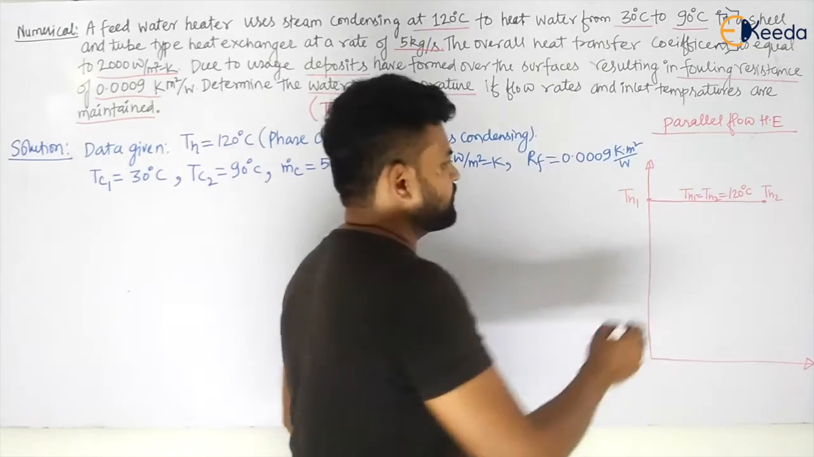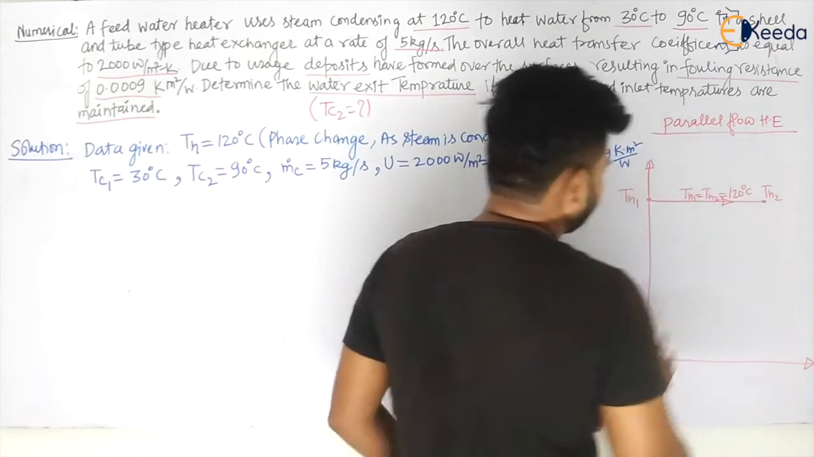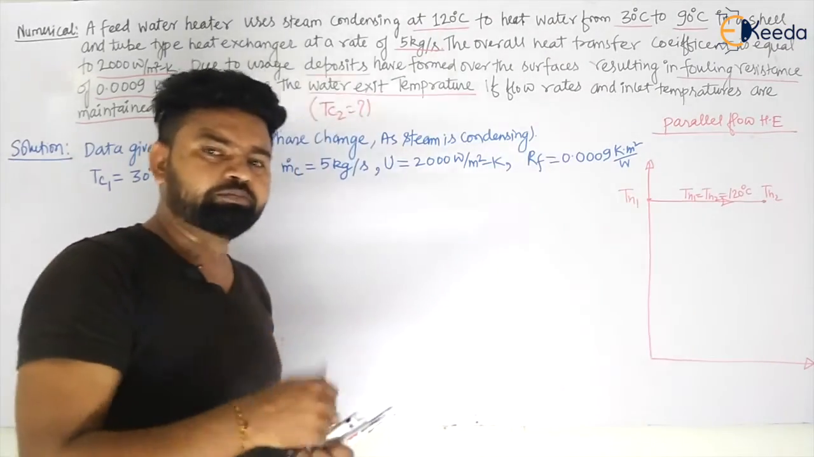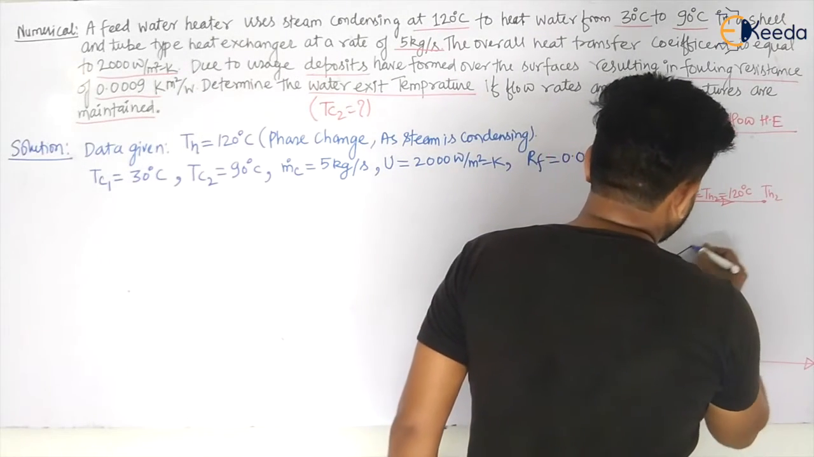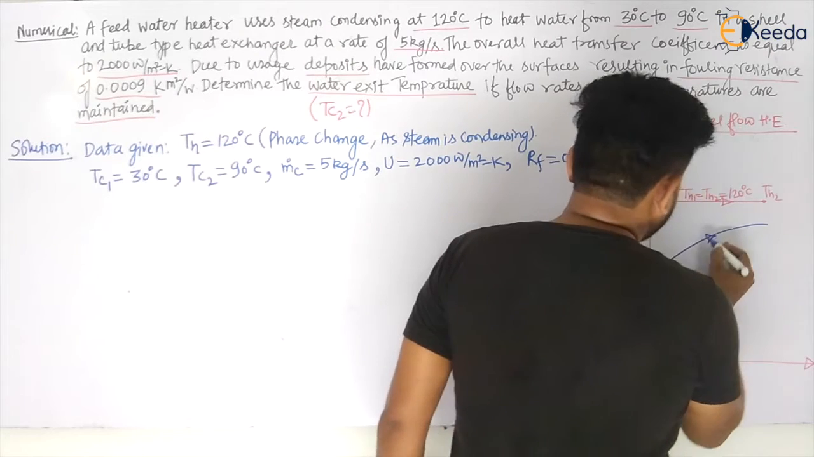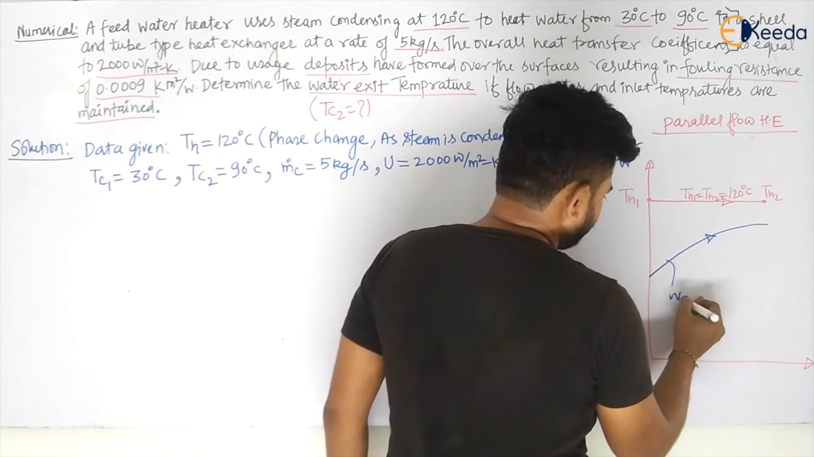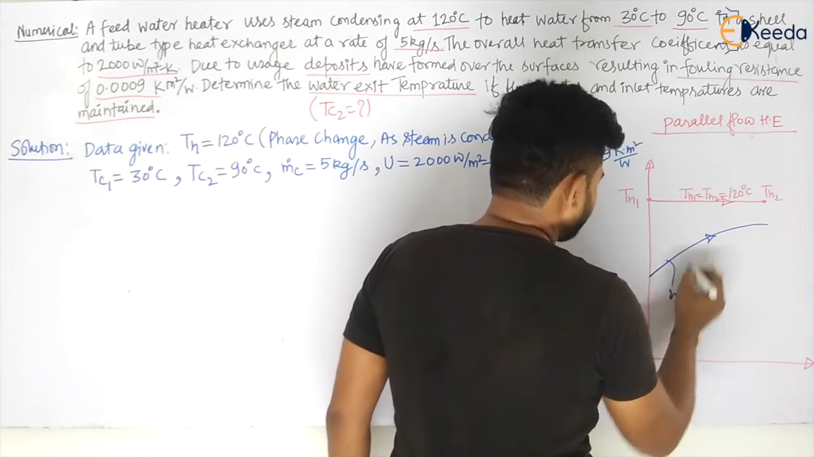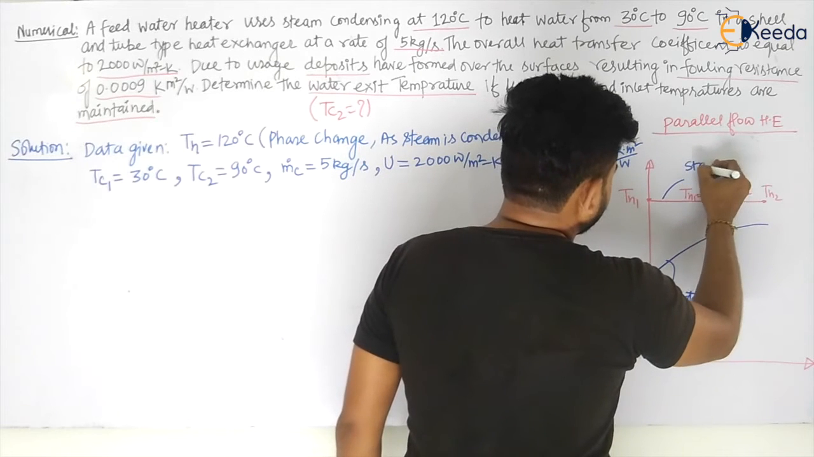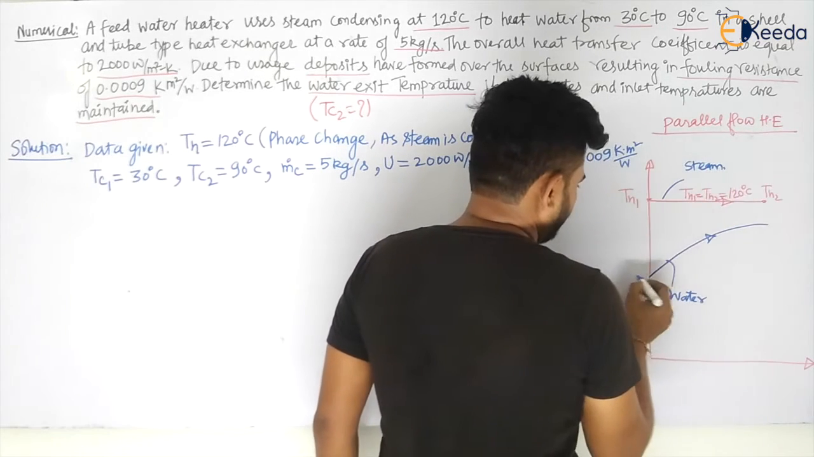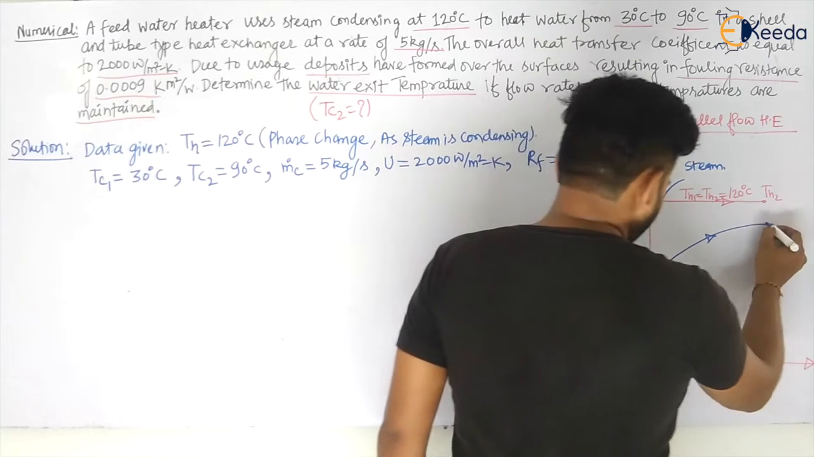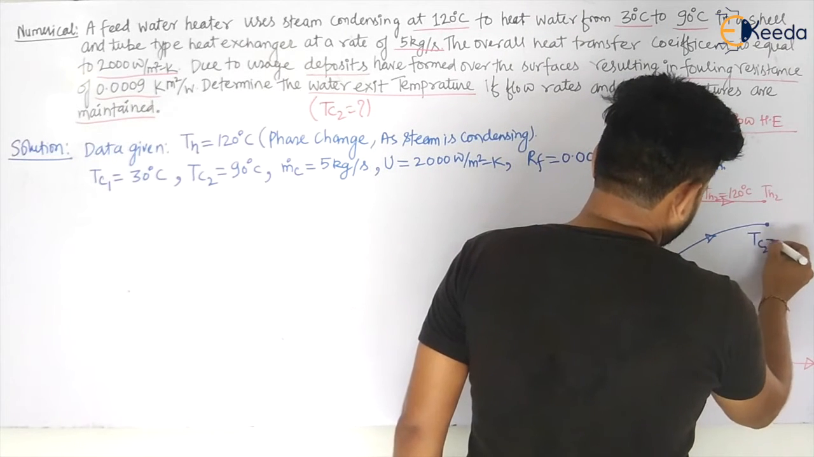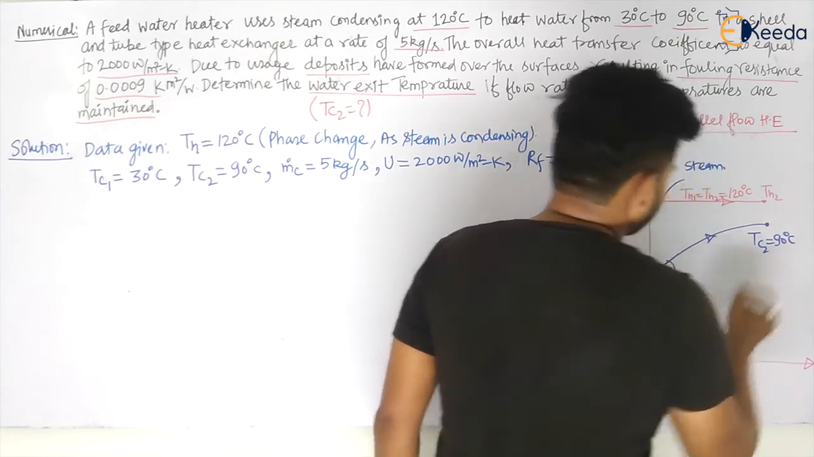Now as I am considering the parallel flow case, the cold fluid moves in the same direction. So this will be your cold fluid, the water they have given, and this is your steam. This is your TC1, which is given to be 30 degrees Celsius. This is your TC2, which is given to be 90 degrees Celsius.